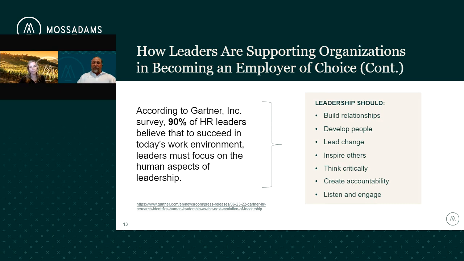And again, there's another statistic by McKinsey that talks about the decrease in overall leadership and management engagement. So the last thing I'm going to touch on, and then we'll go to another poll, is really focusing on some of this. So we saw from a business side on the last slide, this is really looking more from an HR side. And Gartner put out an interesting statistic that basically said 90% of HR leaders believe that to succeed in today's work environment, leaders must focus on the human aspects of leadership.